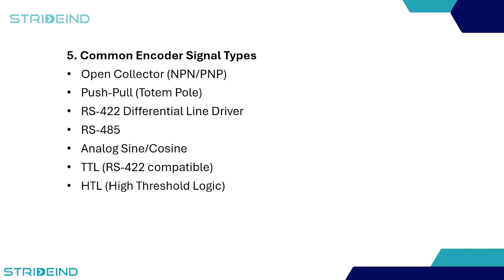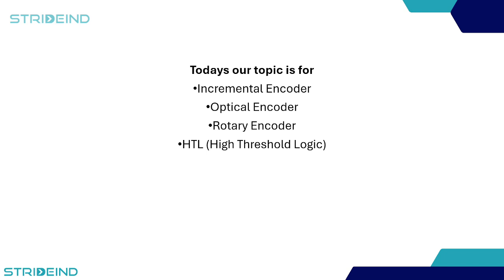There are different types of encoder signal output. Common encoder signal types are open collector, push-pull, RS422 differential line driver, RS485, analog sine and cosine, TTL, and HTL. In today's topic, we're gonna talk about incremental encoder, optical type, rotary type with HTL signal.